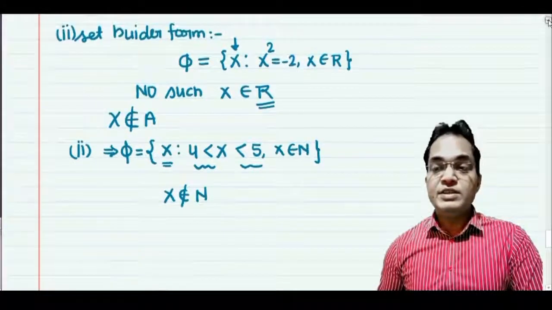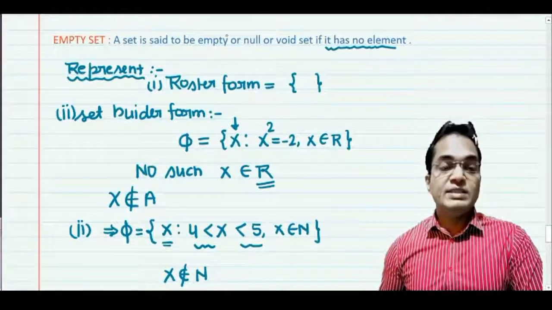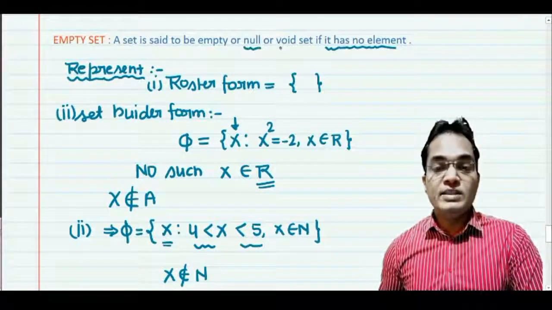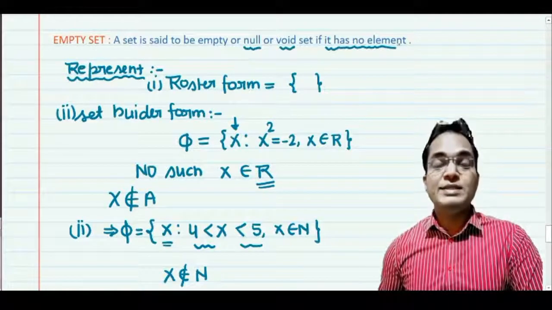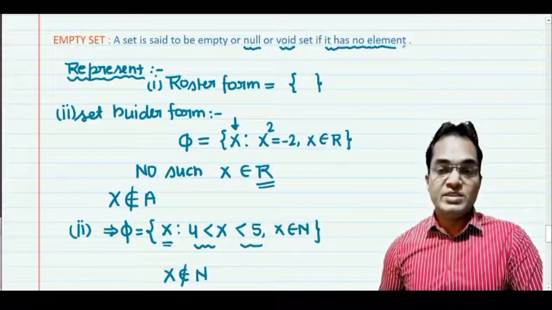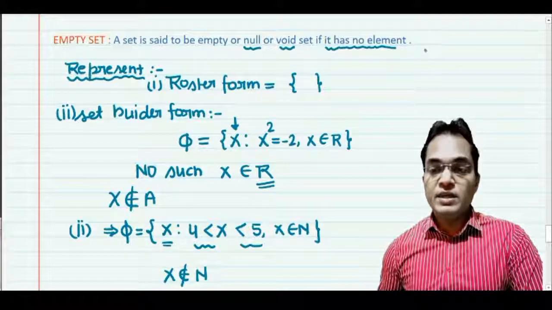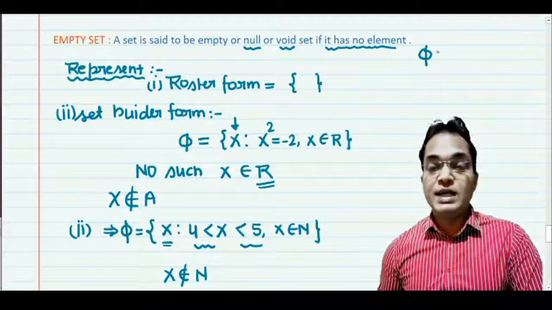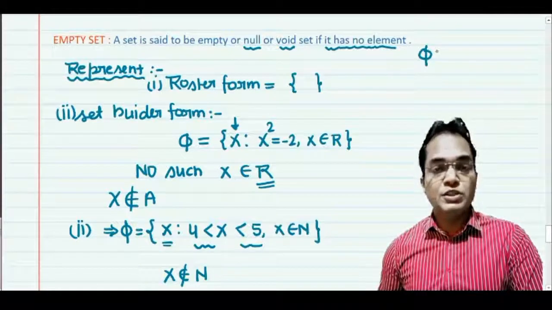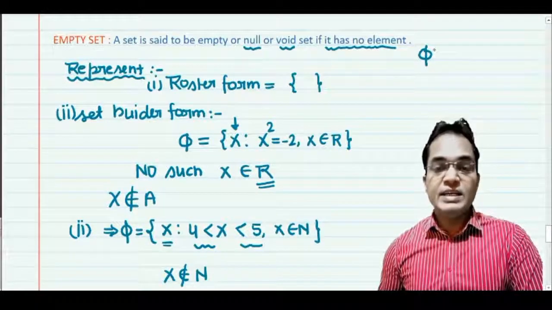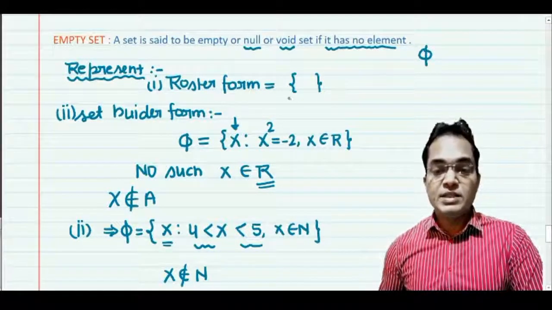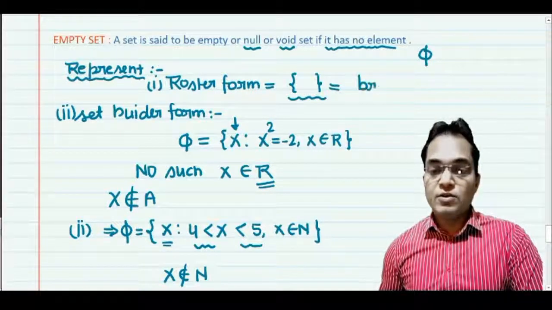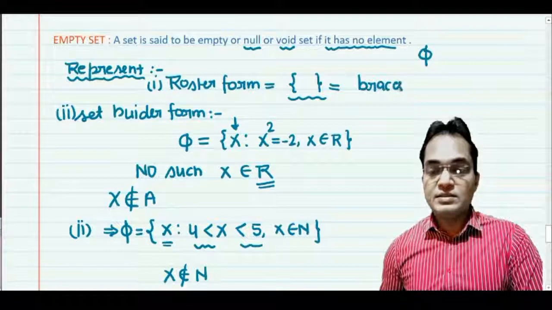Then what is the definition? Recall it. A set is said to be an empty set or null set or void set if it has no element, and generally it is denoted by phi. It is denoted by phi in the set builder form, or you can say the notation of sets, and in roster form it is represented by braces. The curly bracket is also called braces.